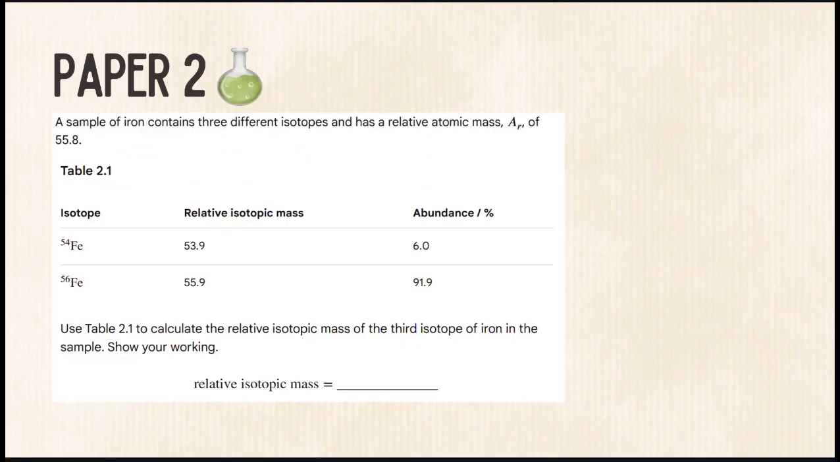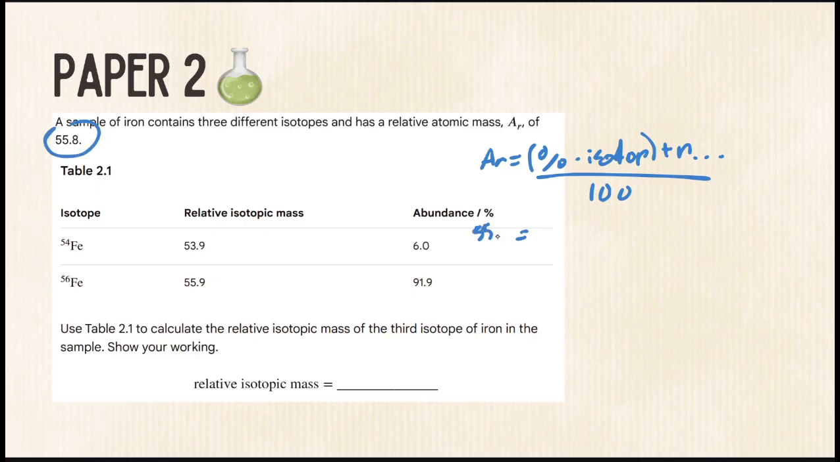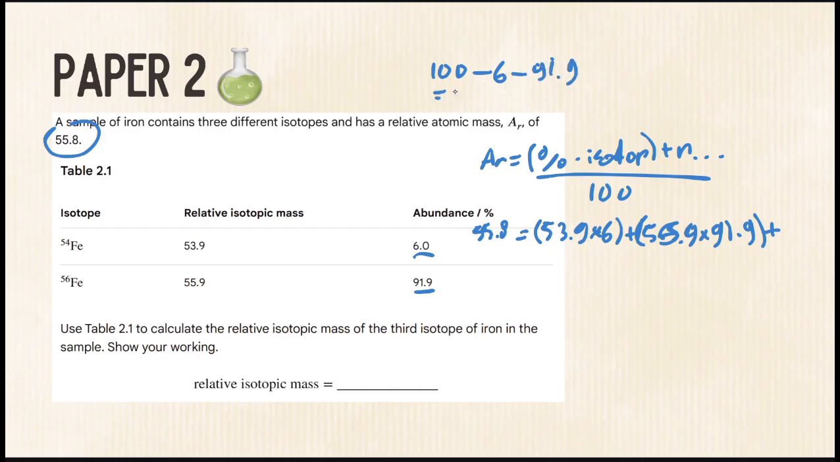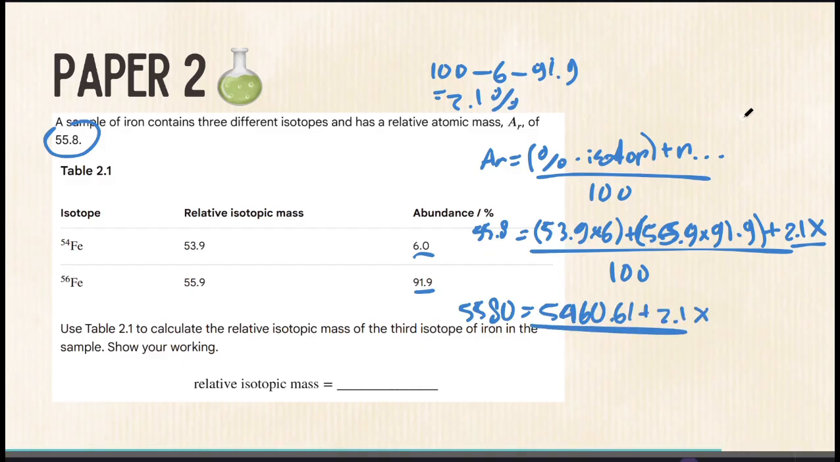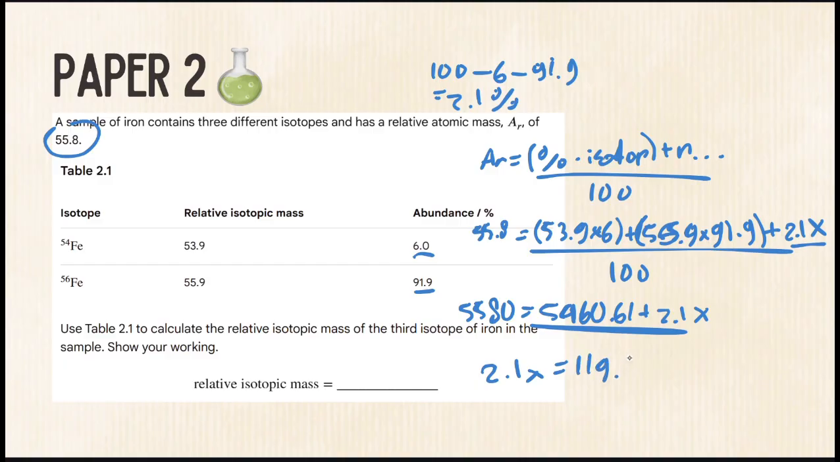Moving on, we need to calculate the relative isotopic mass of the third isotope of iron in this sample. Now, let's plug all our data into the relative atomic mass formula. The question gives us the total Ar as 55.8. Since the total must be 100%, I will subtract the other two abundances from 100. That gives us 2.1% for our third isotope. Divide both sides by 2.1 and we find that x equals 56.9. So our relative isotopic mass is 56.9.